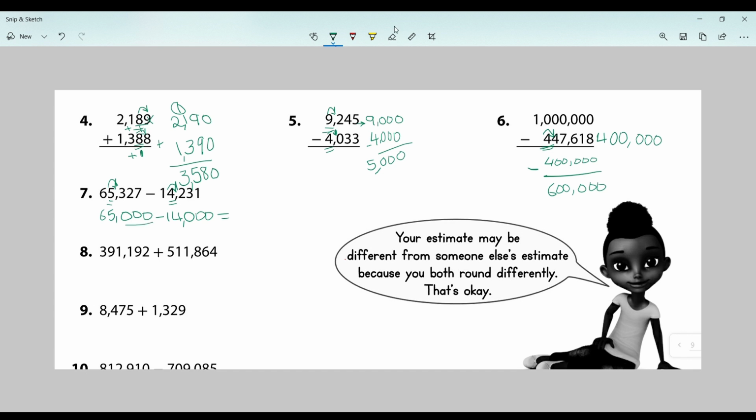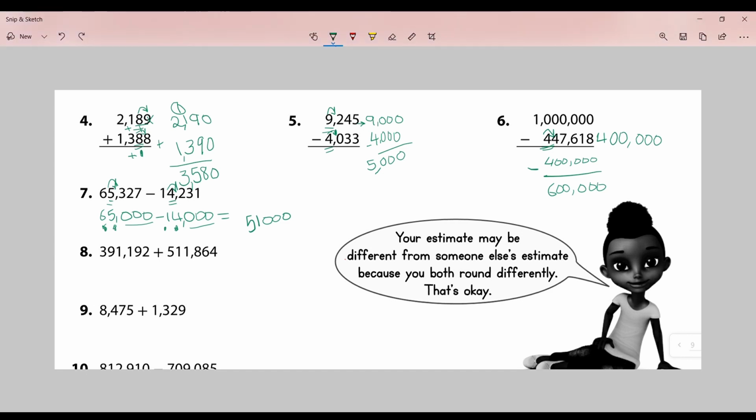First, I'm gonna move these 3 zeros. So 0 minus 0 is 0. So I'm just gonna move these 3 zeros. Now the next number, I have 5 minus 4 equals 1. Now 6 minus 1 equals 5. So the estimate is 51,000.